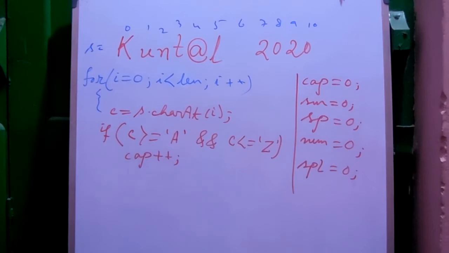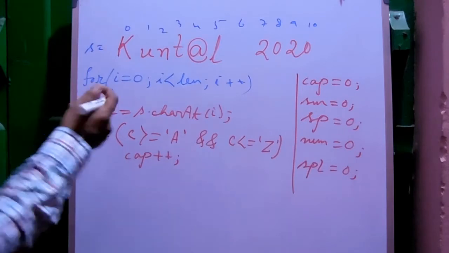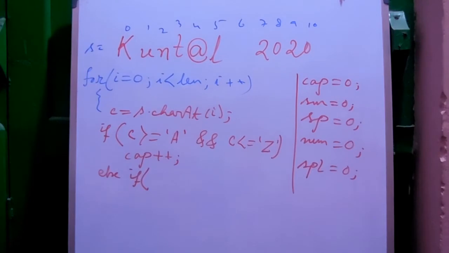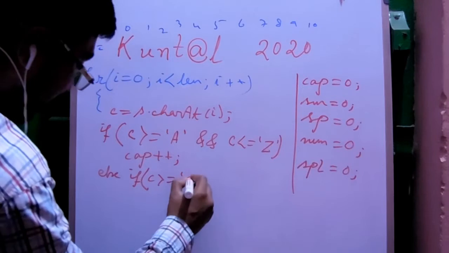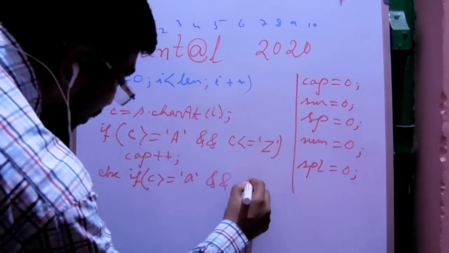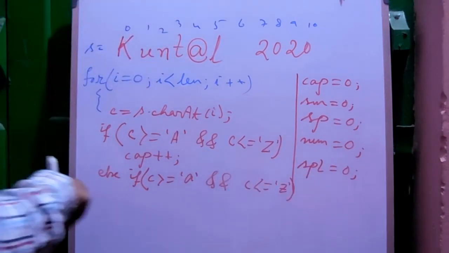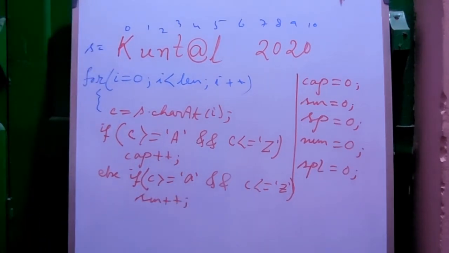If not, how to indicate if not? I showed it in the previous year, through the nested if else. So if not, automatically it will come to the else part. In the else part, again one more if. Here in this if we will check, if C is greater than or equal to small a, and also C is less than or equal to small z, then what? If it is yes, then small will be plus plus. So we will continue in this way.